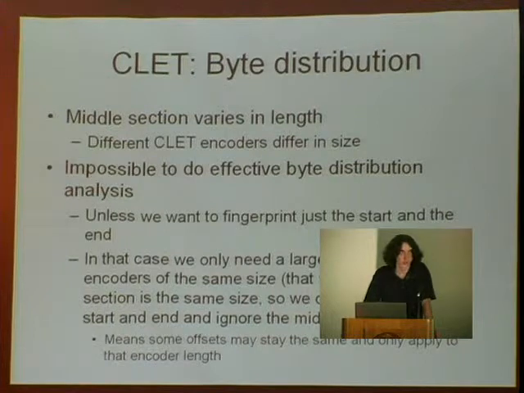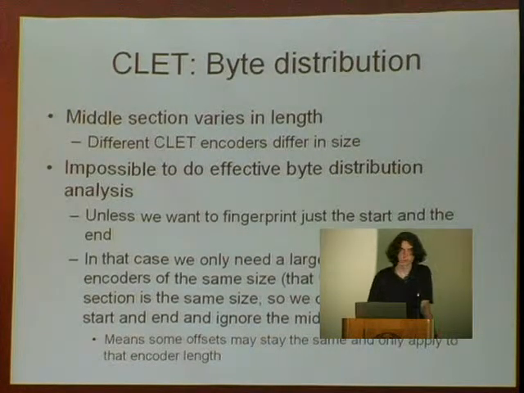And I'm running a bit short on time, so I'm going to speed this up a little. Basically, only the middle section varies in length, so different CLET encoders differ in size. And this means it's impossible to do effective byte distribution analysis like we did last time, unless we want to fingerprint just the start and the end, which is what we want to do. The middle section is almost impossible to fingerprint just because it changes so much. It's truly polymorphic. But the starting and ending sections change much less, so we want to fingerprint those.